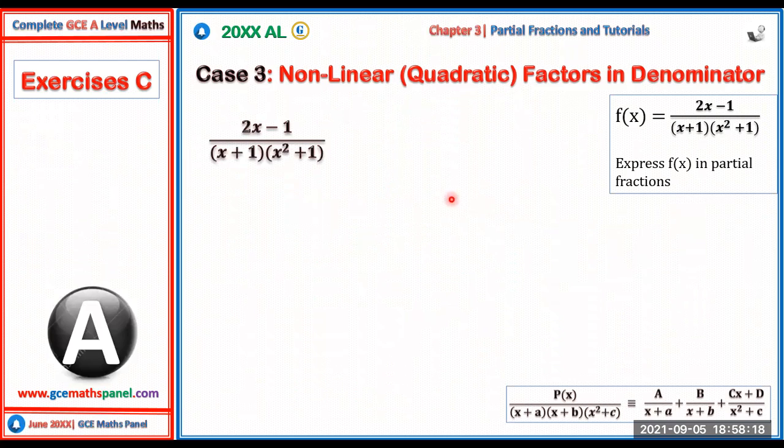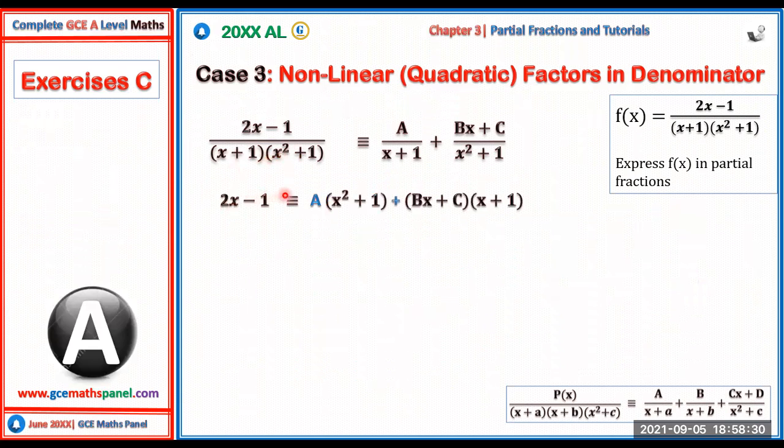Let's take another example with these repeated factors. This is another example, and the quadratic factor here is x squared plus 1. So this is identical to a over x plus 1 plus bx plus c over x squared plus 1. Multiplying all through by the denominator gives us 2x minus 1 on the left-hand side. It's identical to a on the right-hand side into x squared plus 1 plus bx plus c into x plus 1. When x equals minus 1, we have a to be minus 3 on 2 when we substitute.